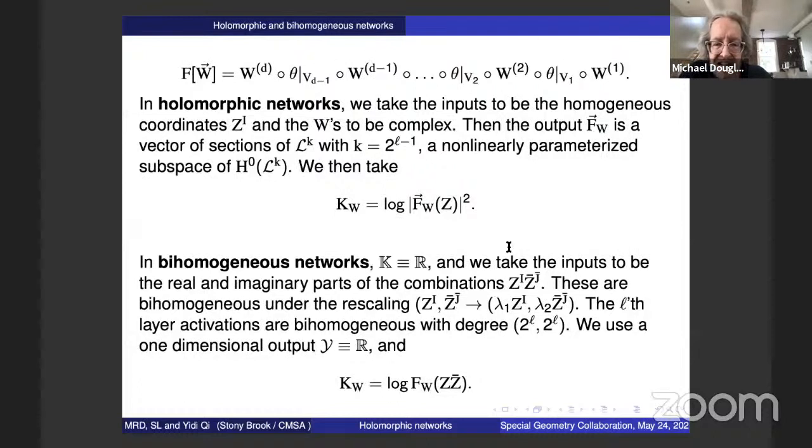Another option, which we found works better for this problem, is to not take a holomorphic network, but to take the degree 1-1 sesquilinear combinations, say the real and imaginary parts of all the z z-bars, where these are the projective coordinates. We feed that in, and that's bihomogeneous of degree 1-1. Then, taking the same theta, z goes to z squared, we again double the degree at each stage. So we get out something which is bihomogeneous under rescaling z and z-bar of degree 2 to the L, 2 to the L. That is directly available: we just take the log of a one-dimensional output to get a Kähler potential. That's a bihomogeneous network. In this case, all the coefficients in these matrices and the intermediate results are real numbers.